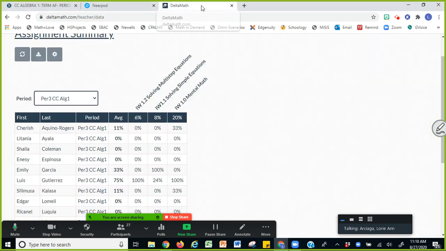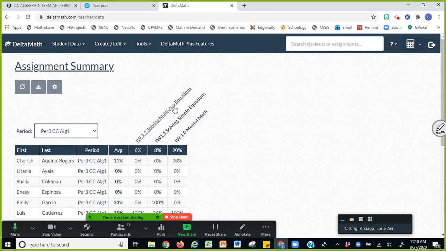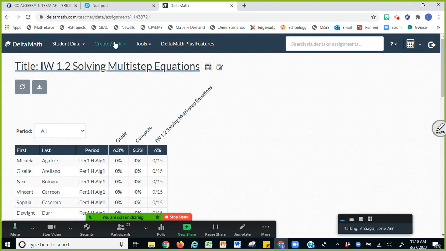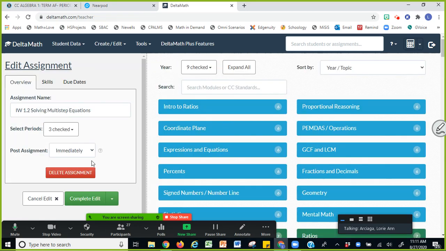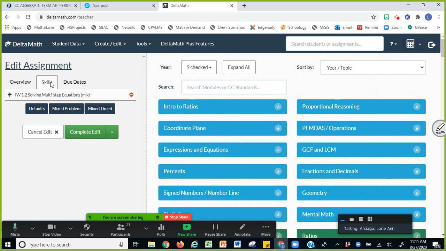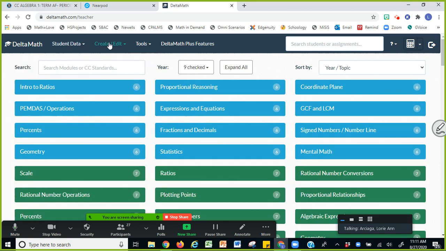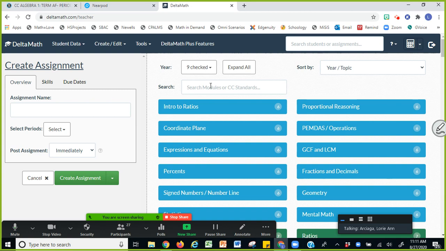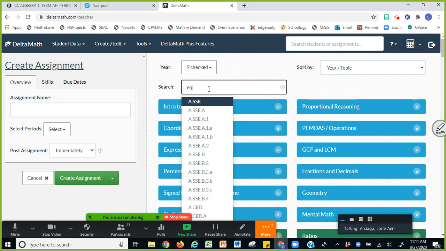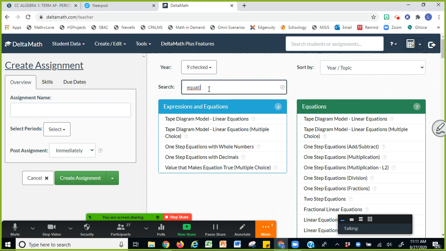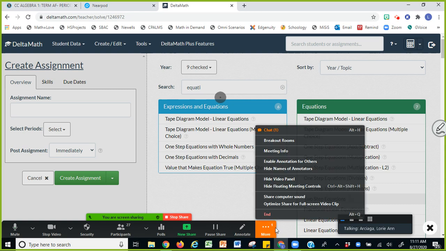Now, do you guys have any questions? Now, let me show some good things about Delta Math. It gives you some samples if you guys are not sure how to do it. Oh, I should not be doing that because it's going to edit the assignment. I'm sorry, I clicked on the wrong thing. So let's type equations. Let's say two-step equations.